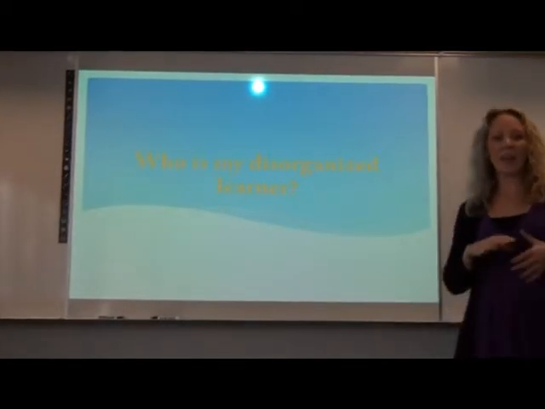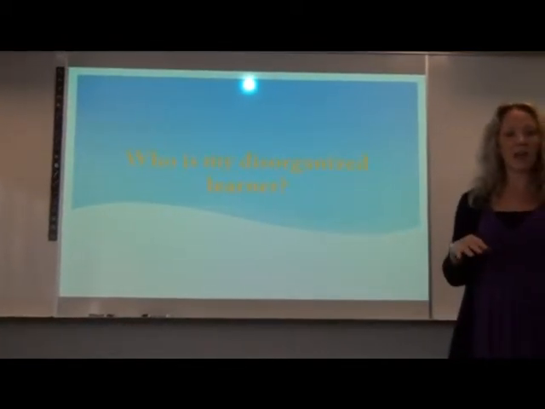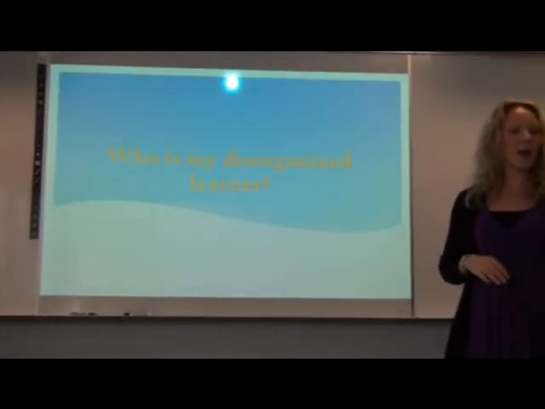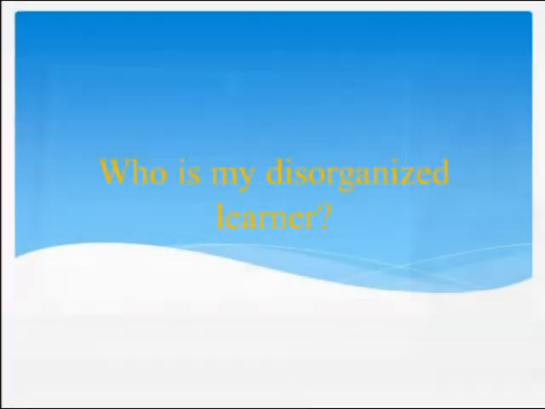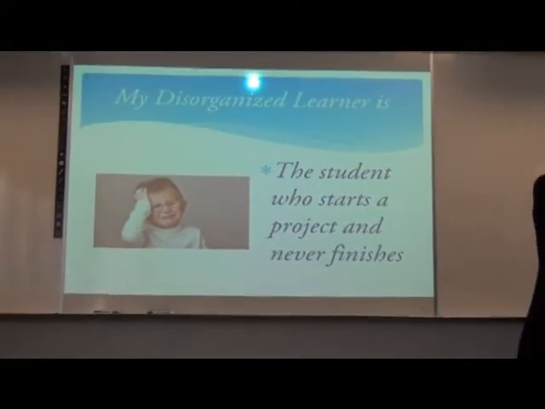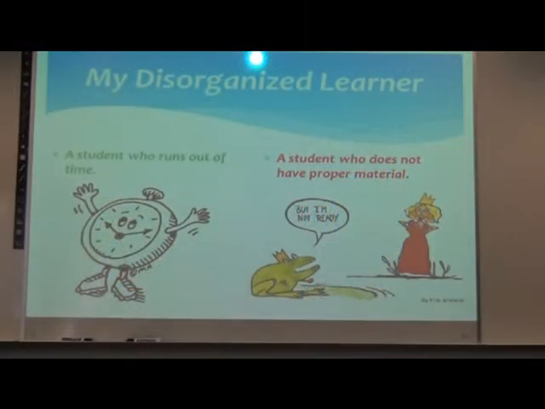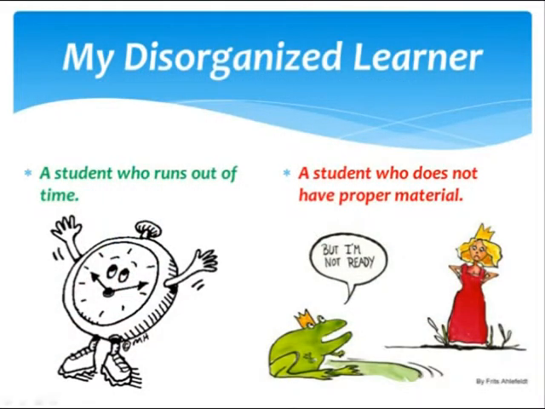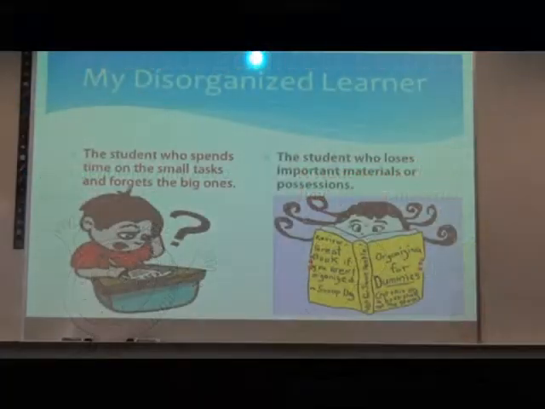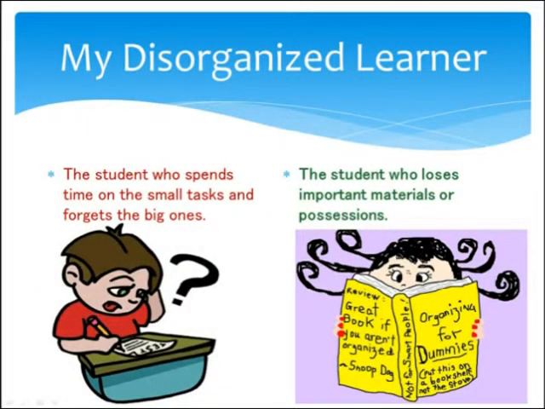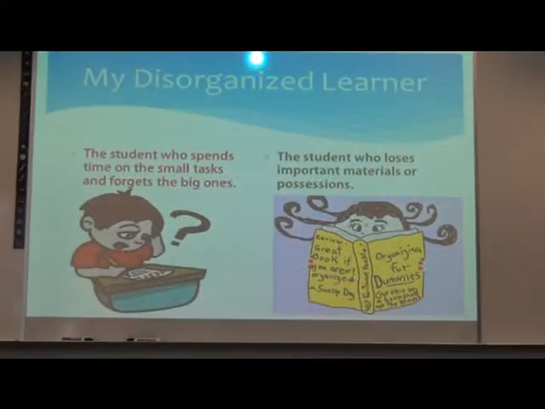Okay, now that we kind of have a general idea of how we would like to help our disorganized students, let's go back and take a look at what a disorganized student actually looks like. So who is my disorganized learner? My disorganized learner is the student who starts a project and never finishes, the student who runs out of time, a student who does not have proper material, the student who spends time on small tasks and forgets about the big ones. My disorganized learner is the student who loses important materials and/or possessions.